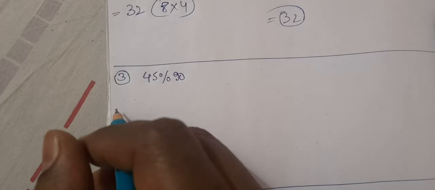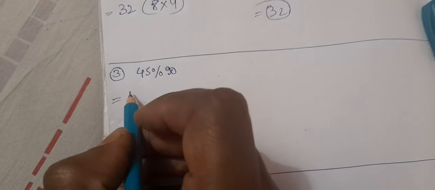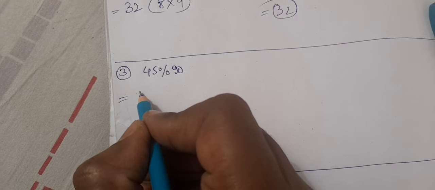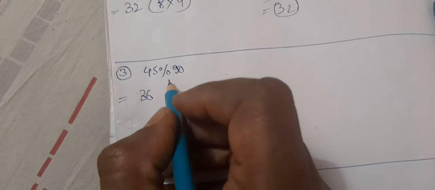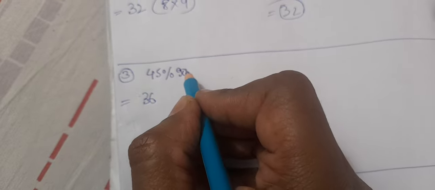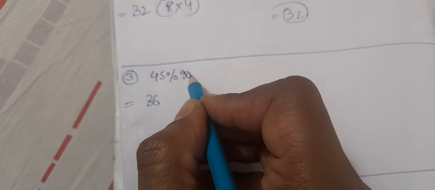Let's take another example, that is 45% of 90. First we calculate 40% of 90. 40% of 90 means 36, and 5% of 90 means how much? First we calculate 1% of 90.